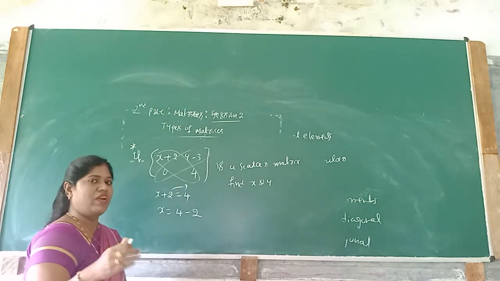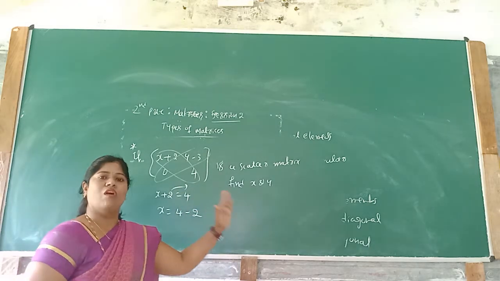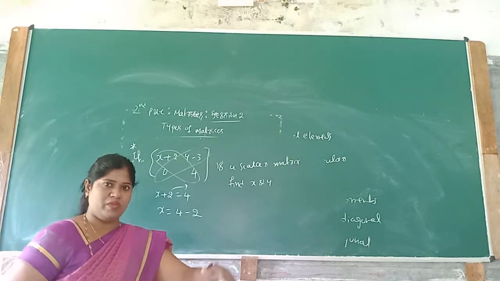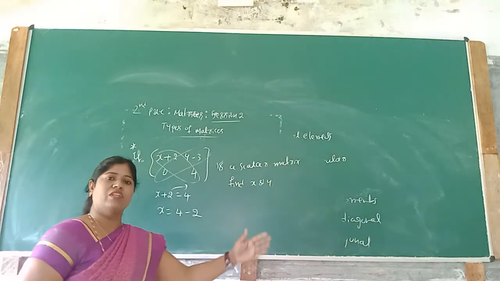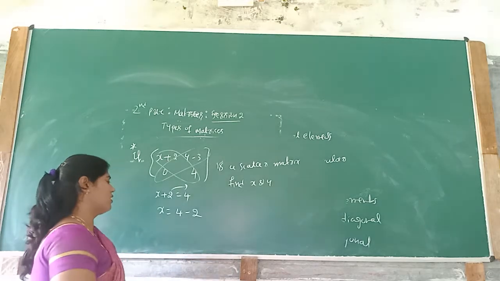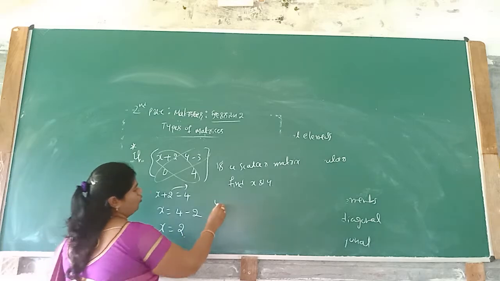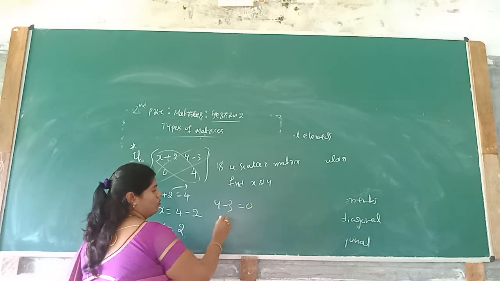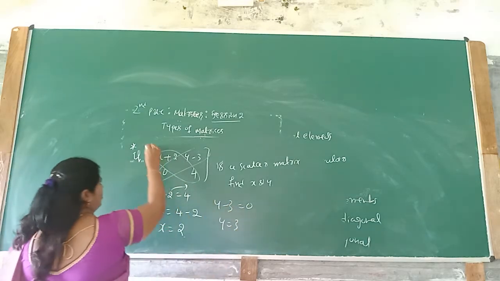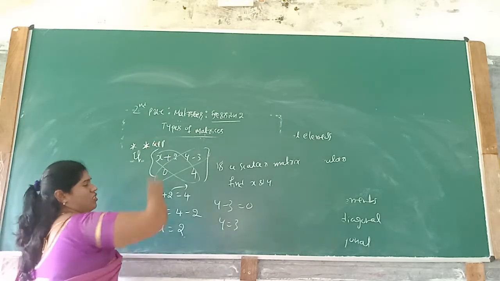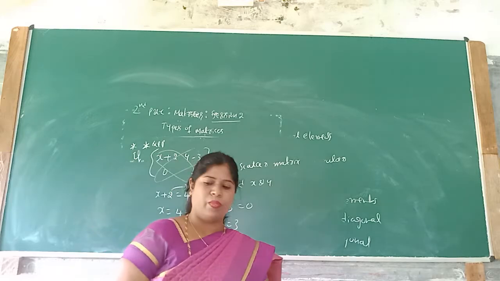While transposing LHS to RHS, the sign will change. If it is positive, it is going to be negative. If it is negative, it is going to be positive. The sign will change. x is equal to 2. And y minus 3 is equal to 0, so y is equal to 3. So this one is important. This is a question paper problem.